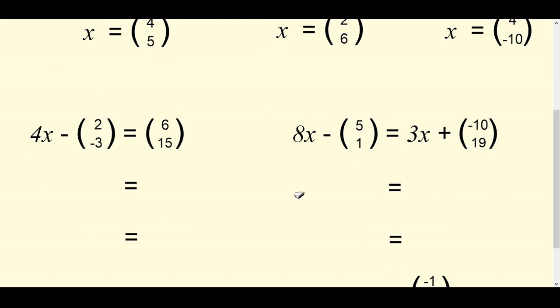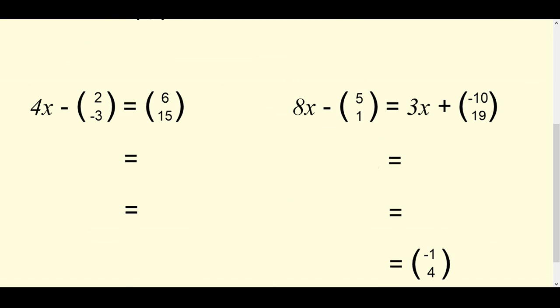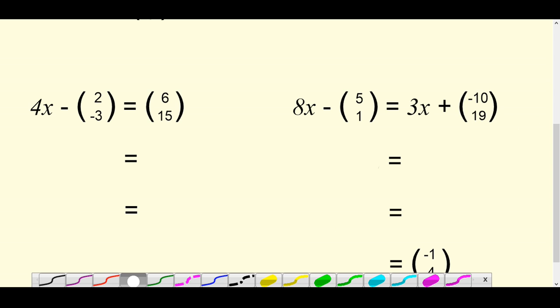Right, let's look at a couple of harder ones to finish off. Wait, I'll get rid of that actually because the answer is there.